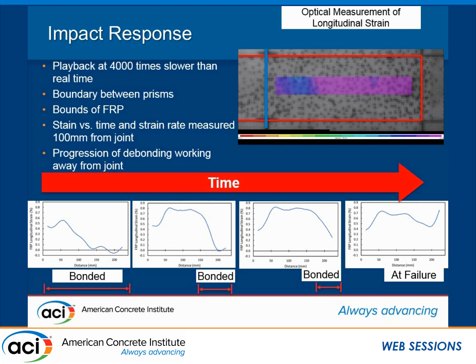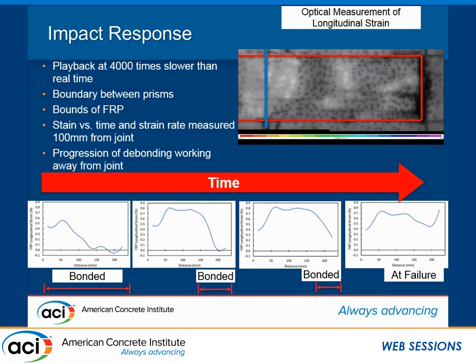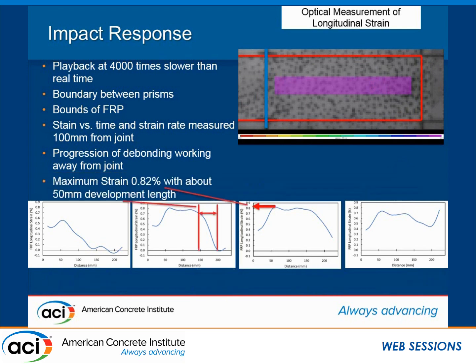We get a pretty low amount of strain on this. Over here there's a tension crack that formed between the two prisms, and down here is our development length. Later on, we get this plateau up here of the debonded area, the development length, with no strain. Then further, we start to strain the very ends of it, and then at failure. From this, we can gain some information. We get up to about 0.82% strain, but the development length remains around 50 millimeters or so.